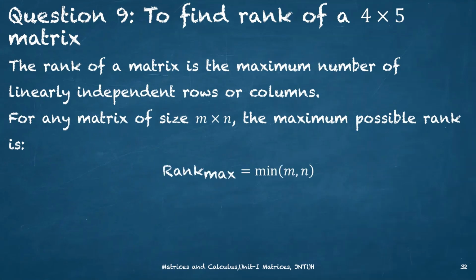Question 9. To find rank of a 4x5 matrix. In this question, we are asked to find the rank of a matrix with size 4x5. That means 4 rows and 5 columns. Remember, the rank of a matrix is the maximum number of linearly independent rows or columns. For any matrix with m rows and n columns, the highest possible rank is the minimum of m and n. So in our case, the maximum rank can be the minimum of 4 and 5, which is 4. That means this matrix can have at most 4 linearly independent rows or columns.